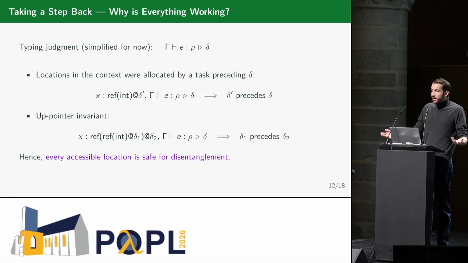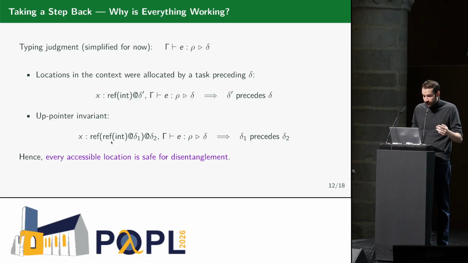And then, as I said, we have this up pointer invariant, that's really the key invariant of the system, that says that if we have, for example, a ref on a ref of int at delta 1 itself at delta 2, we know that delta 1 precedes delta 2. We point upward in the computation graph. And when you combine these two invariants together, you know that every accessible location is safe for disentanglement.